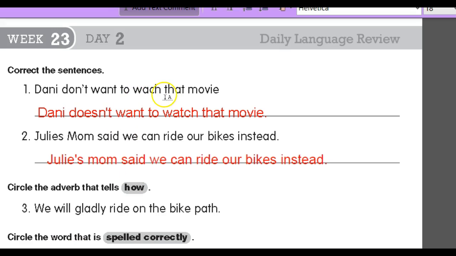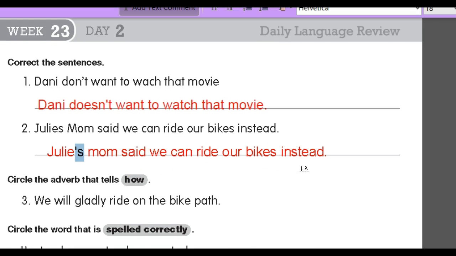Danny don't want to watch that movie. That's horrible grammar. Danny doesn't want to watch, and notice there's a T in watch, that movie, period, because it's a statement. Okay, Julie's mom said we can ride our bikes instead. Now the mom here belongs to Julie. So when something belongs to somebody, we should automatically know we're going to need an apostrophe S. So Julie's mom said we can ride our bikes instead.